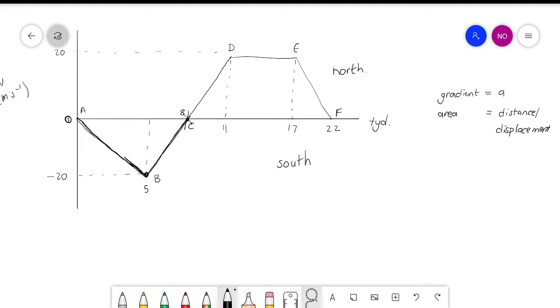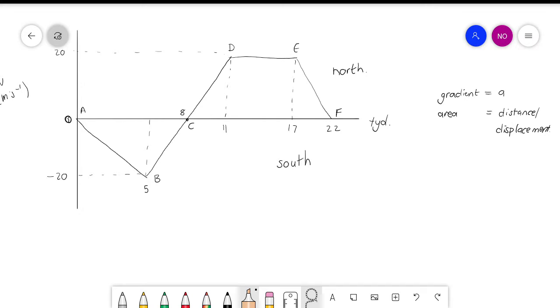Is ons almal by? Nee, juffrou. Maar juffrou gaan maak asof julle by is. Vir watter deelte van die grafiek stel beweging voor wat suid is? Gebruik jou alfabet. Van A tot? Nie A tot B nie. A tot C. Do you see everything from A to C is underneath the x-axis? So dit is alles suid. Sien ons dit? Goed. Watter gedeelte van die grafiek stel beweging wat noord is voor? Van C tot F. Mooi.